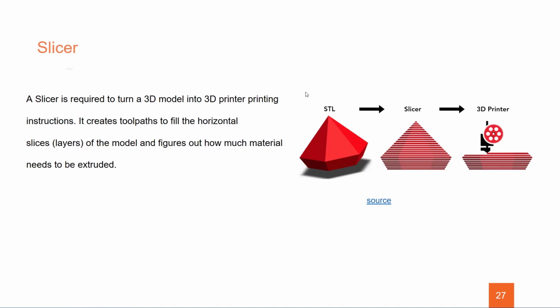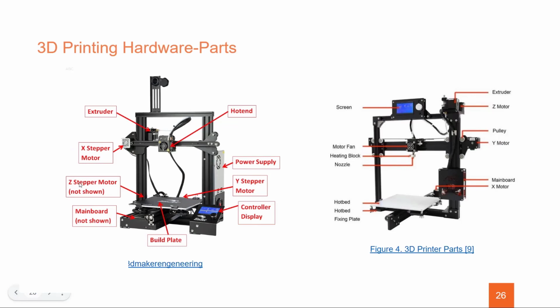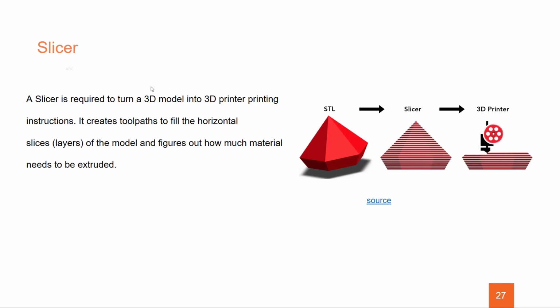In our previous lesson, we learned about the parts of the 3D printer. In this particular lesson, we are going to learn about the slicer. Remember in our earlier intro video, we mentioned the various steps, basically three steps that 3D printing works.